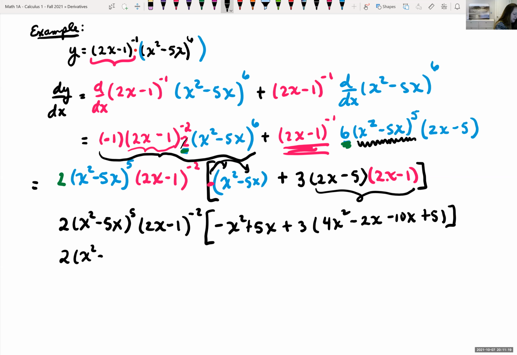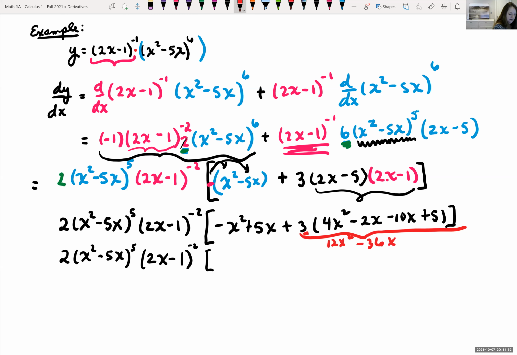So 2 times x squared minus 5x raised to the 5th, all times 2x minus 1 raised to the -2. Let me just put this underneath to save some time. If we distribute a 3 here, 3 times 4x squared is 12x squared. We have a -2x minus a 10x, so that's -12x times the 3 out front, which is -36x. And then we have a 3 times that 5, so +15.